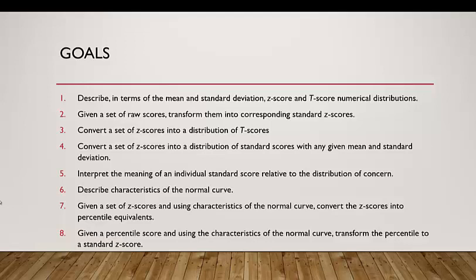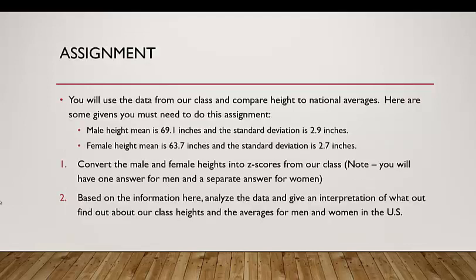So your assignment then is this. You will use data from our class and compare height to national averages. Here are important things you need to know. The average male height in the United States is 69.1 inches. The standard deviation is 2.9 inches. The average female height, the mean in the United States, is 63.7 inches. The standard deviation is 2.7 inches.